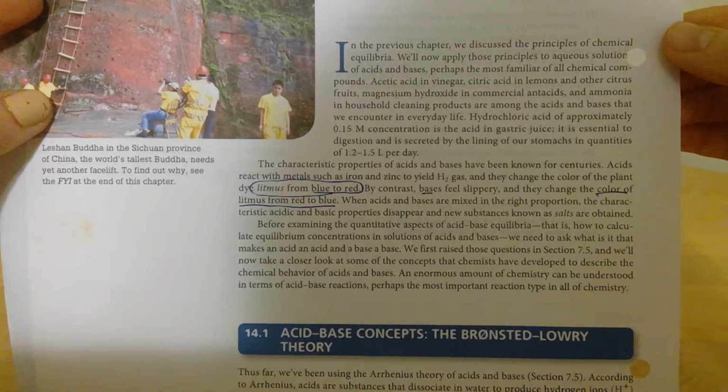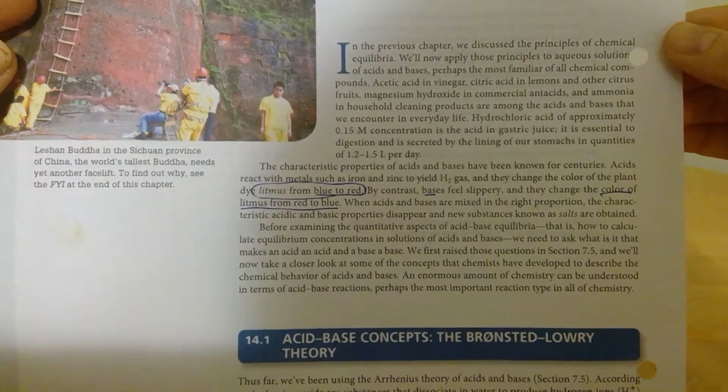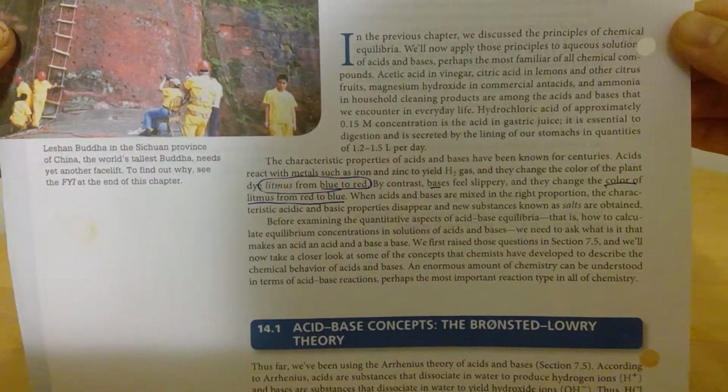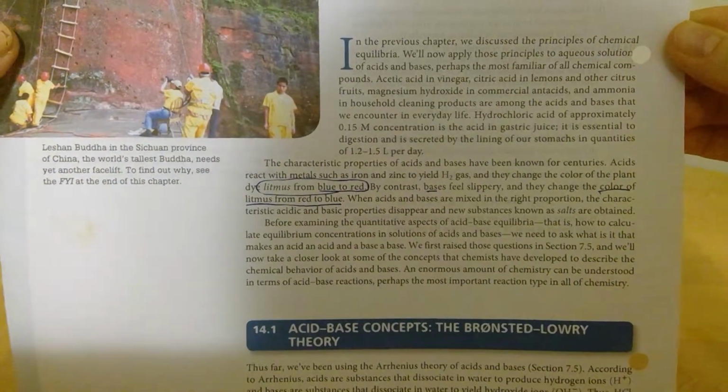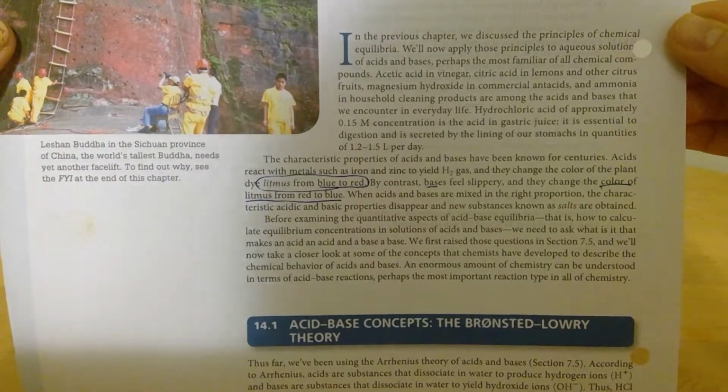Hydrochloric acid is approximately 0.15 molar concentration in acid in gastric juice. It is essential to digestion and is secreted by the lining of our stomachs in quantities of 1.2 to 1.5 liters per day.